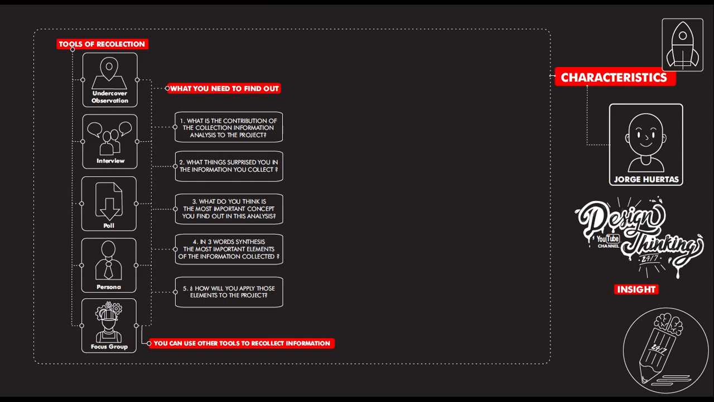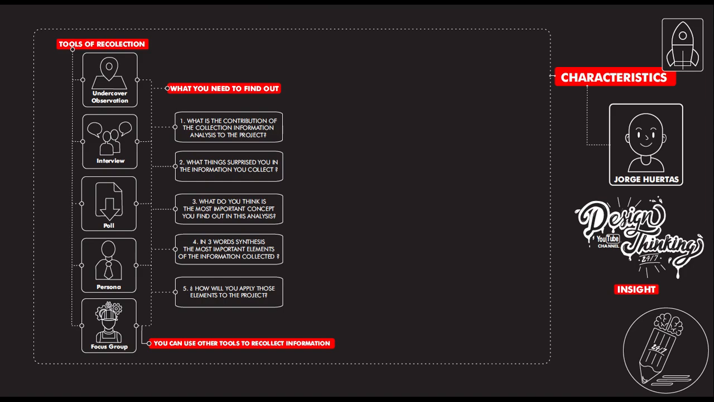Second, what things surprise you in the information you collect? When you are collecting information, you always find out something that you were not expecting. So here you have to say what. Because if you already know what you want to do, it's not necessary that you collect new information. So here it's extremely important that you find out what was surprising.